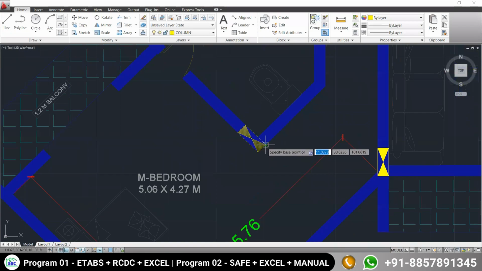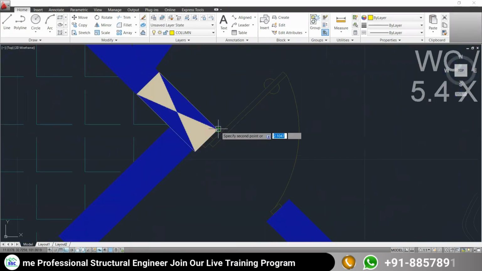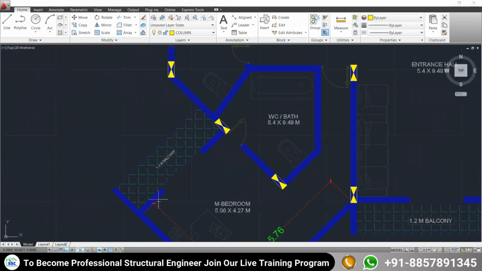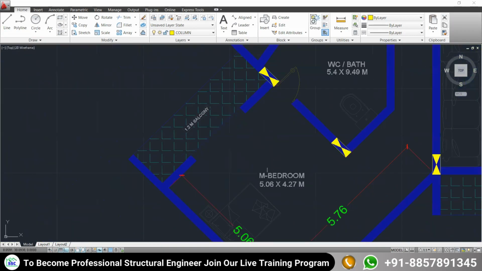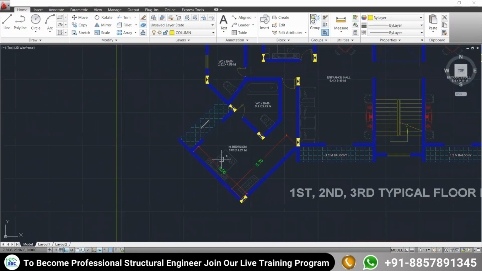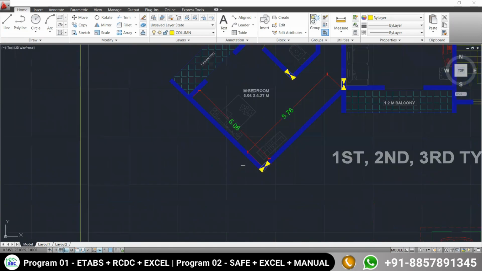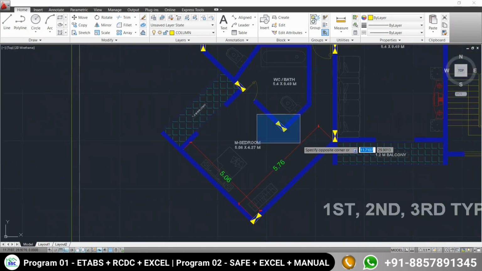For the second position, what will happen? Try to understand. I am going to take the column here, so I am getting the fixity. This beam, the wall. What happened? Where's your column? Okay, take this copy.